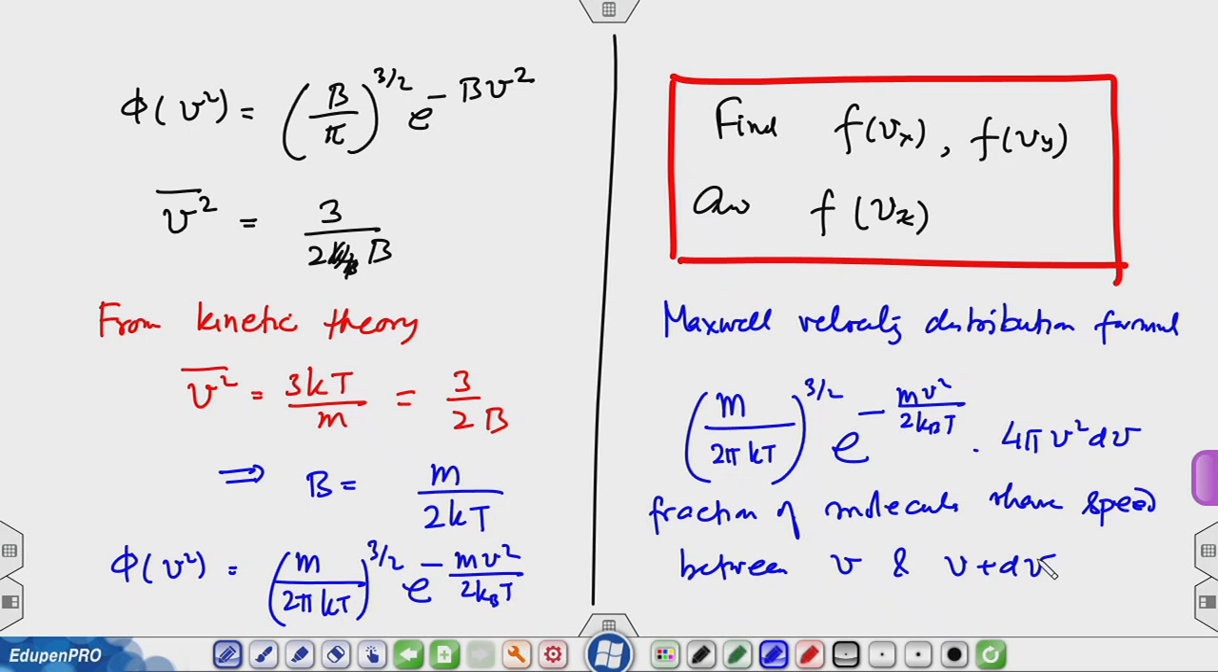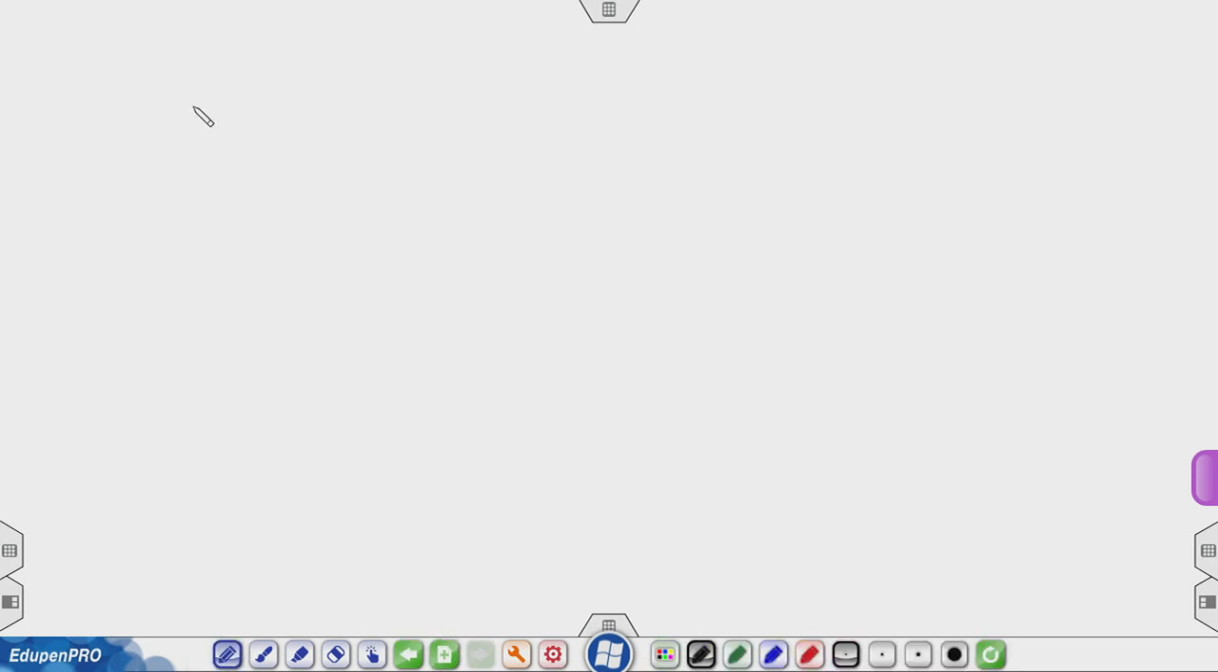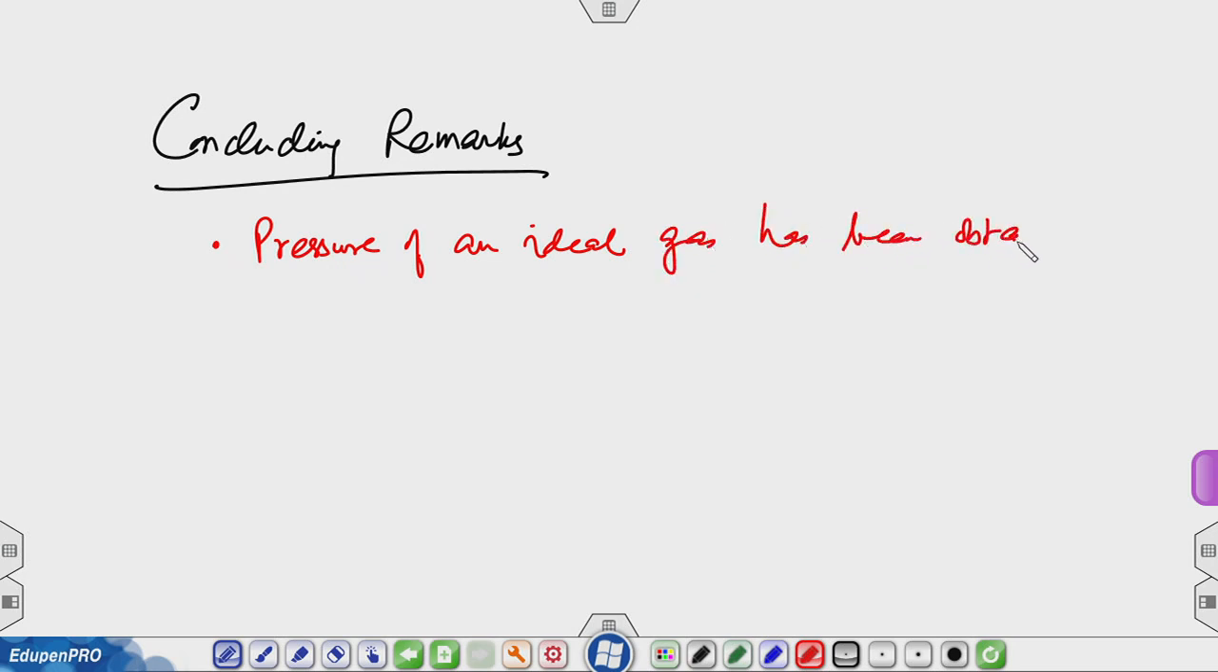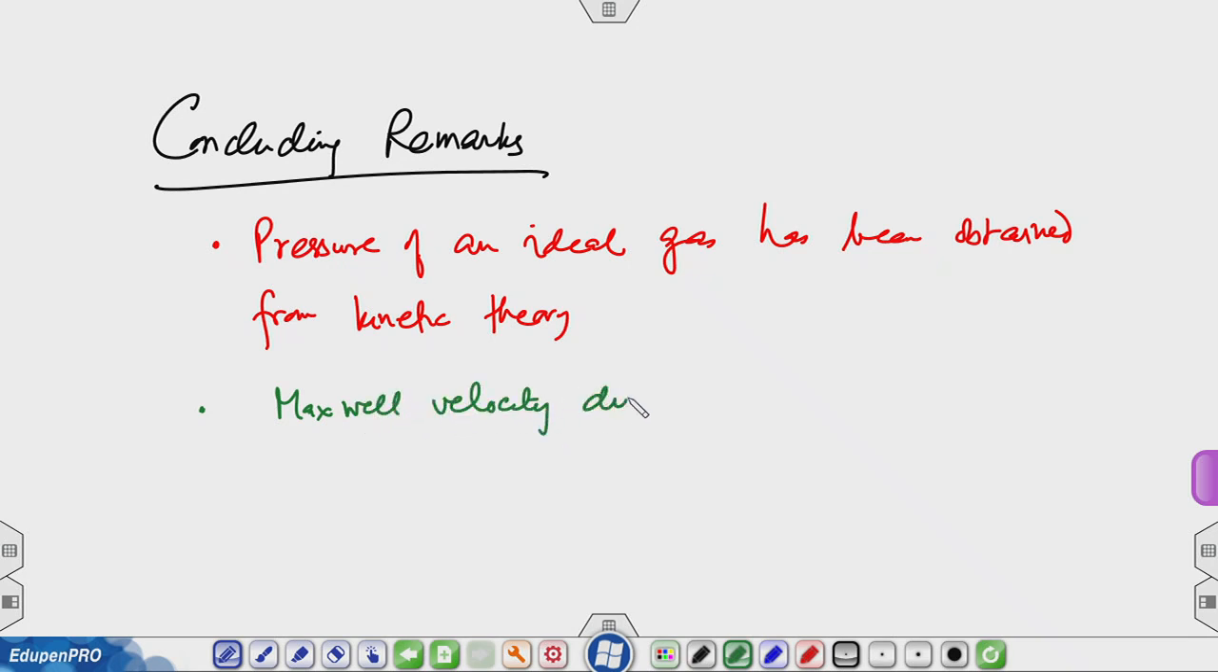So let me conclude this lecture now. Concluding remarks, and these are: one, the pressure of an ideal gas has been obtained from kinetic theory, and two, the Maxwell velocity distribution formula has been obtained. Thank you.